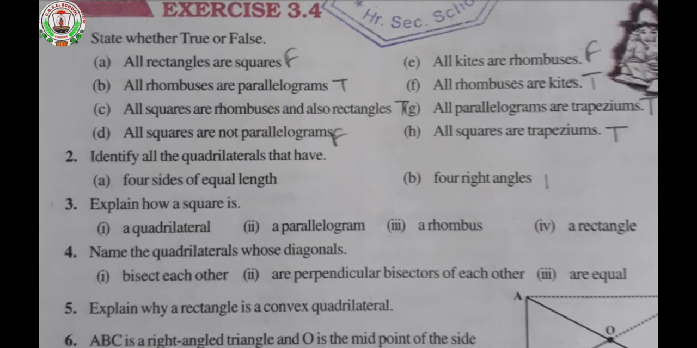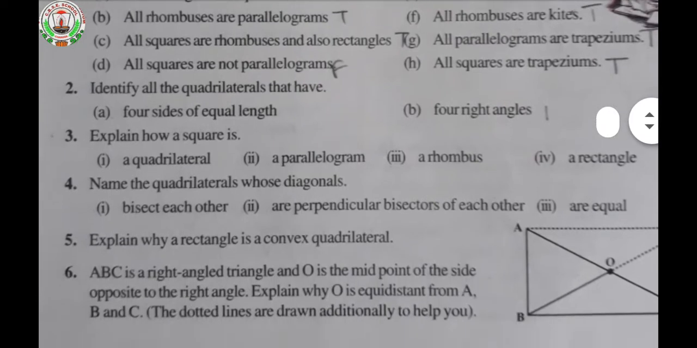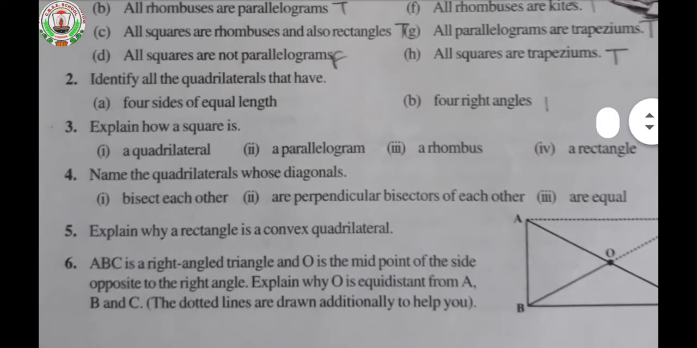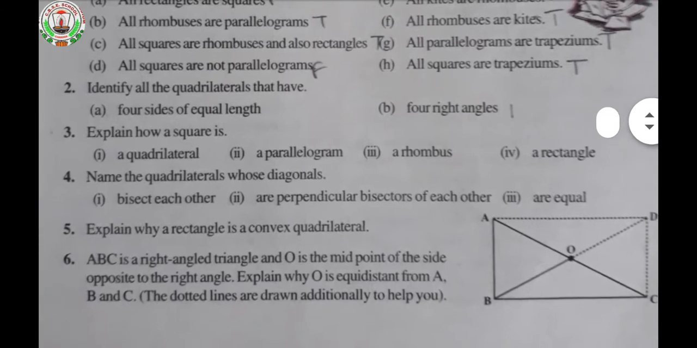Okay, one of the angles is more than 180 degrees in a concave quadrilateral, and in a convex quadrilateral, one of the angles will be less than 180 degrees. So it is very important to know the definitions. Then the sixth question.